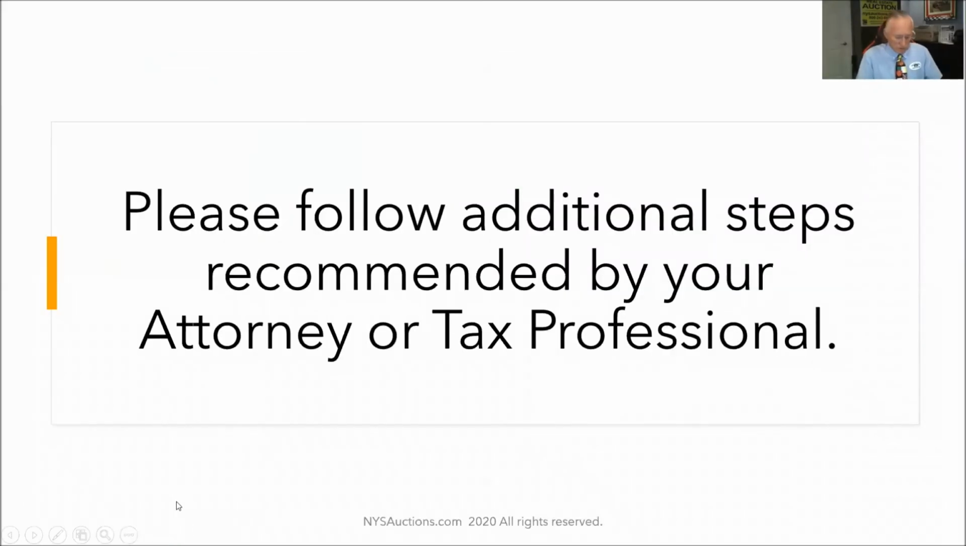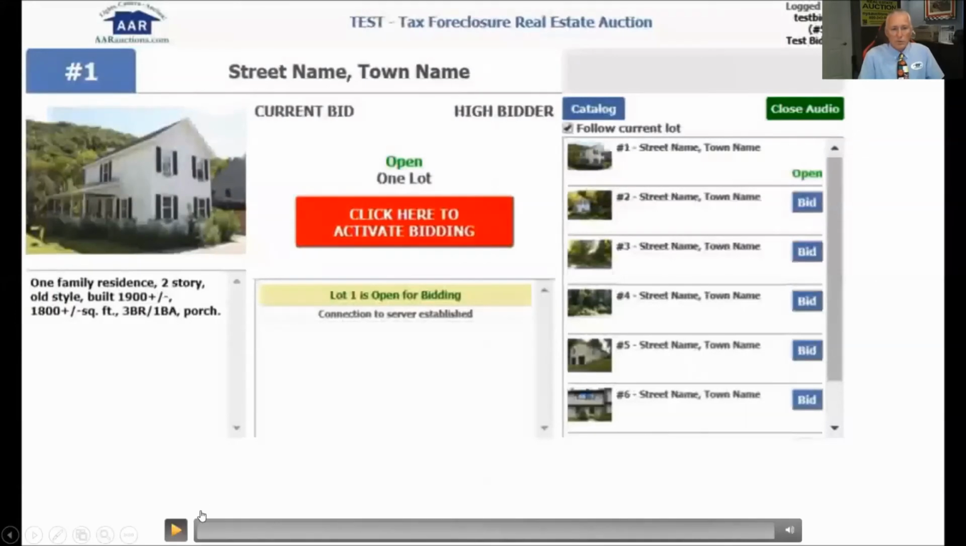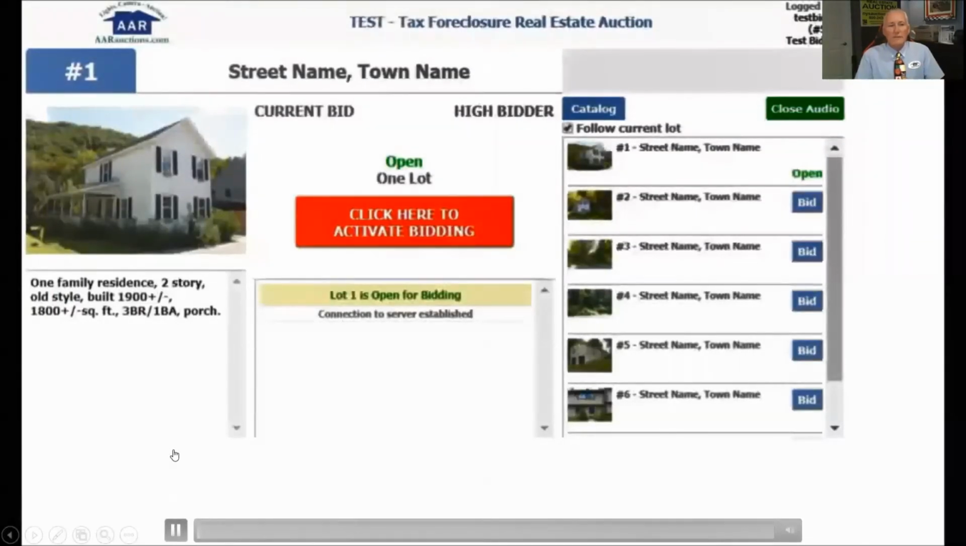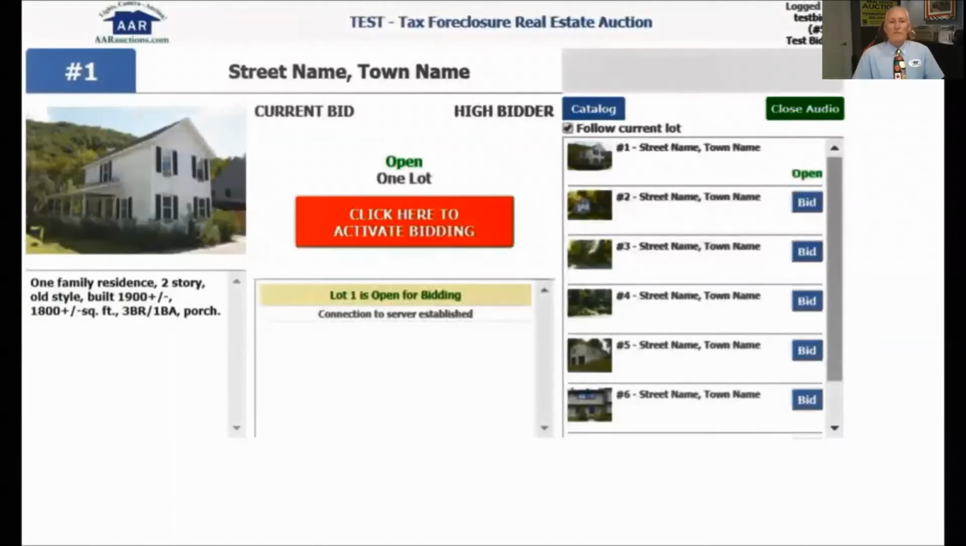So when you go to this portal and you're approved to bid and ready to go, you'll see the bidding platform. There'll be an introduction. So here we go, ladies and gentlemen, on lot number one, a family residence in this town. It's an older style home, about 1,900 square feet or so, 3 bedrooms, bath and a half, and ready to go. What do you want to give on it here?